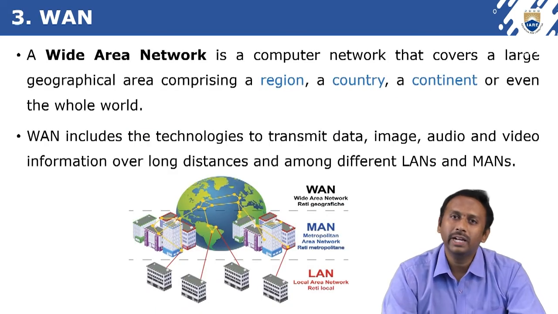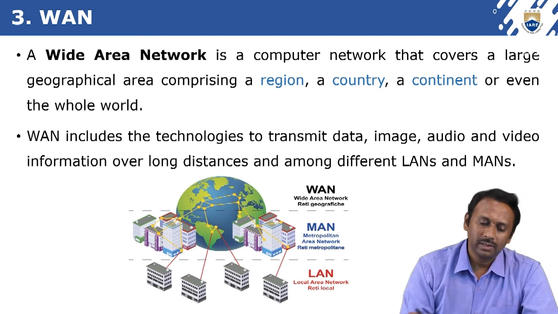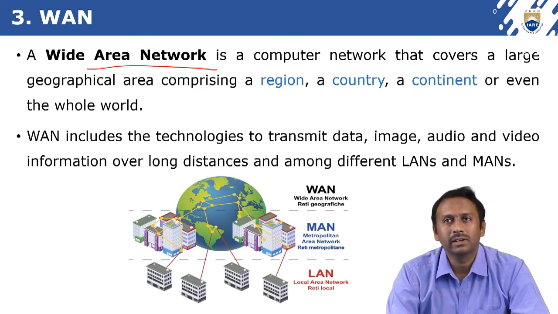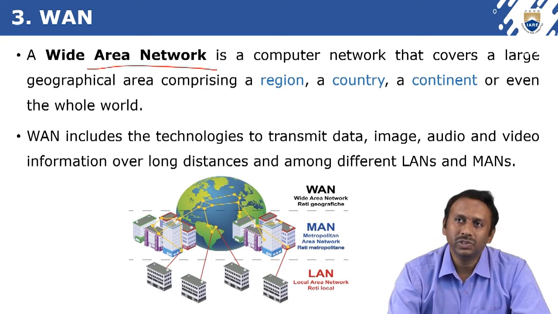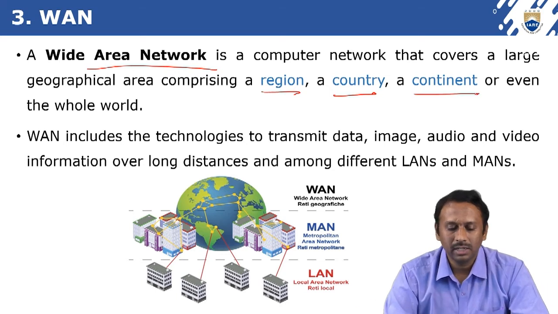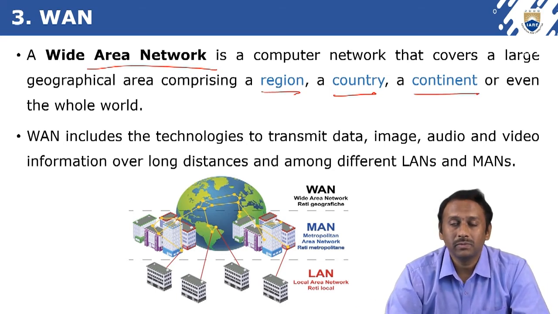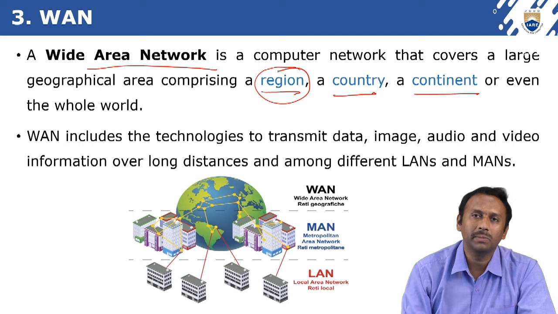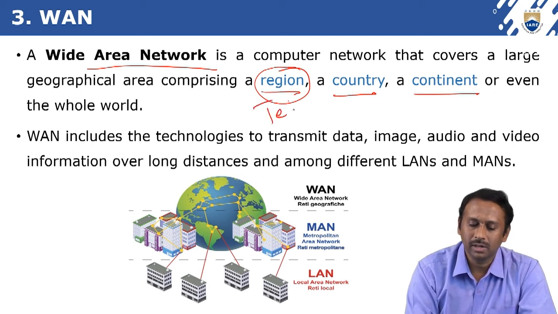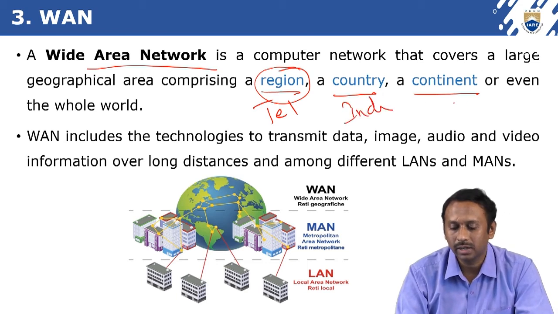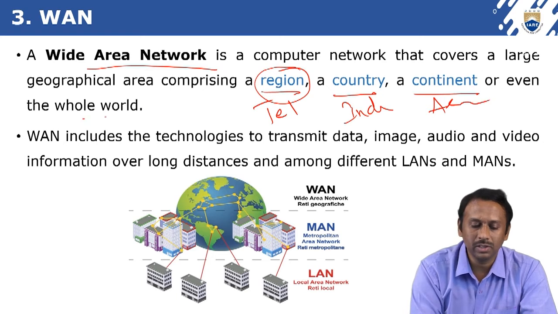The next one is wide area network. A wide area network is a computer network that covers a large geographical area comprising a region, a country, a continent, or even the world. See, this is important. Please remember these terminologies. It comprises a region, I mean within the same place or nearby places. If Hyderabad is there, think of Telangana within the state, or within the country India, or within the continent Asia, or even the world.